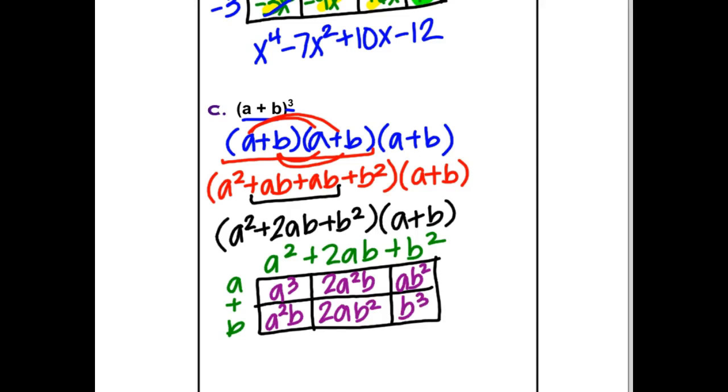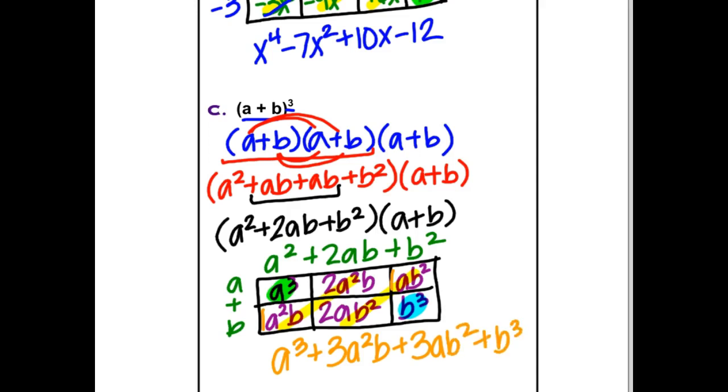So then we look nicely down our diagonals. We've got our matching terms, and non-matching terms are in the corners. So then we can go ahead and write our final answer, which ends up being a cubed. We have 2a squared b and a squared b, which, remember there's like a 1 here, so that's plus 3a squared b. And then we've got 2ab squared and an ab squared, which is plus 3ab squared, plus b cubed.